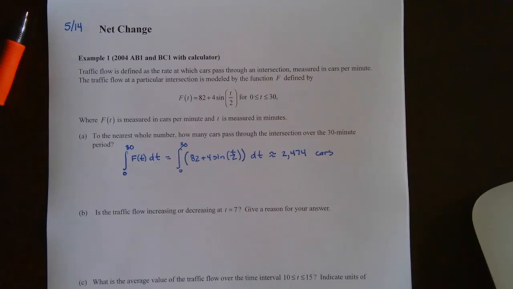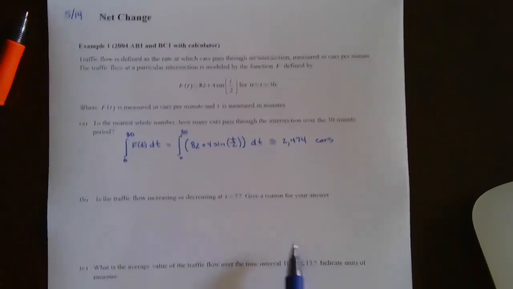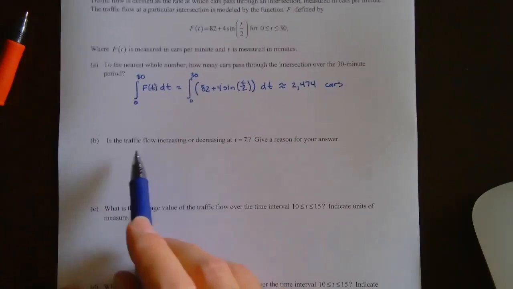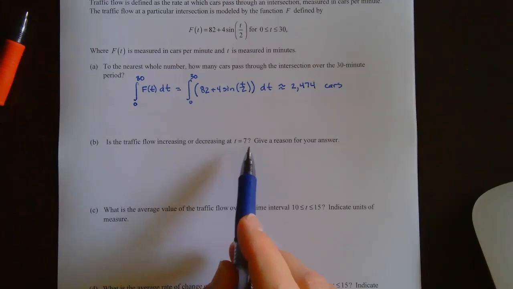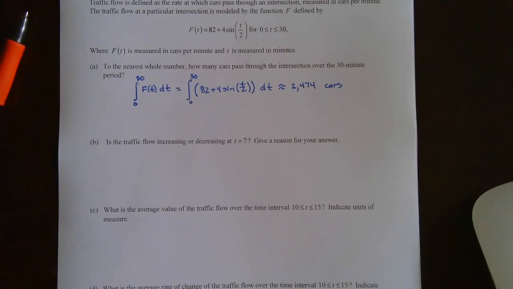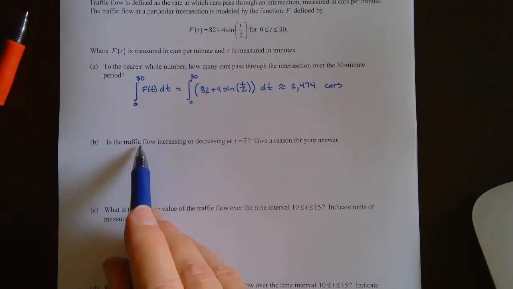All right. So here's the next question. Is the traffic flow increasing or decreasing? Let me slide it up a little bit, okay? Is the traffic flow increasing or decreasing at t equals 7? Give reasons for your answer, okay? So we know this thing is increasing or decreasing, right?